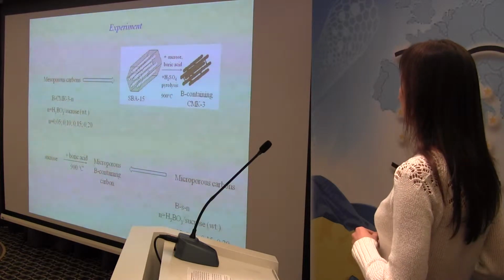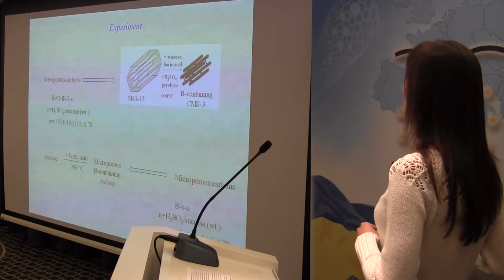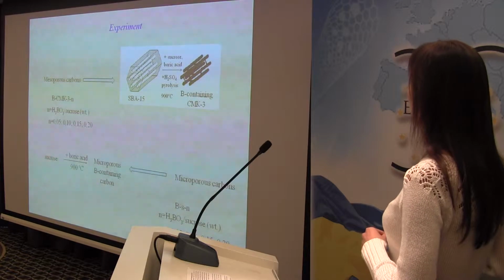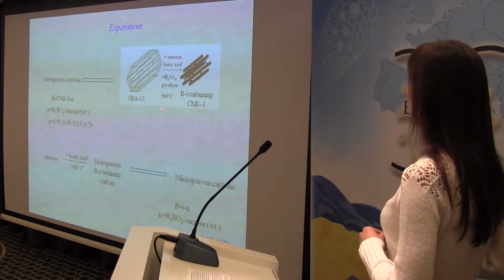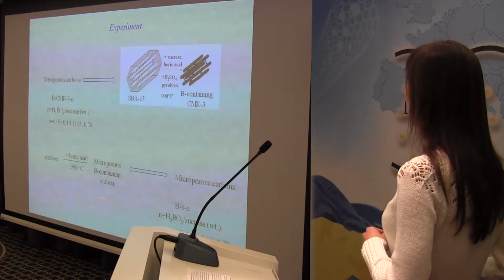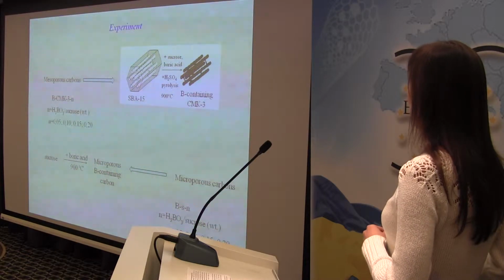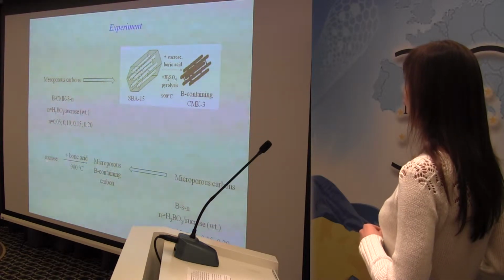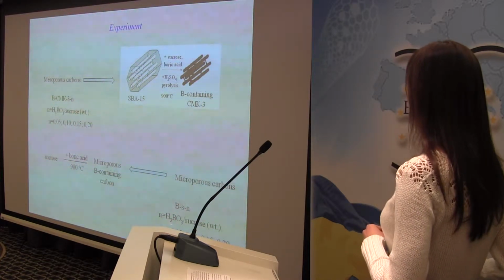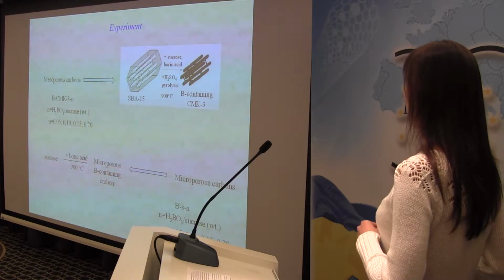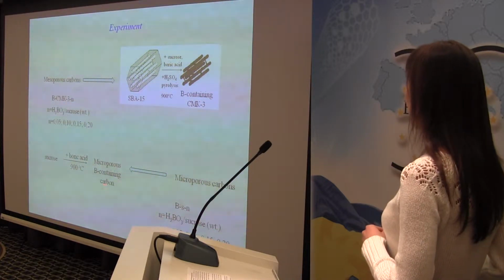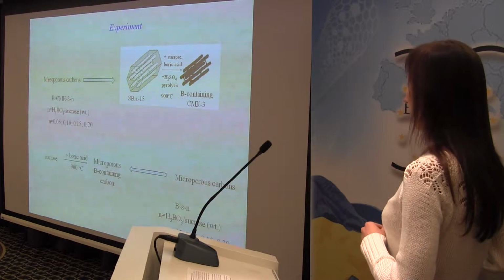The weight ratio of boric acid to sucrose was varied. The temperature of carbonization was 900 degrees. The silica matrix after the reaction was removed by dissolving the obtained composite in hydrofluoric acid. For obtaining microporous boron-containing carbons, we used bulk carbonization of sucrose in the presence of boric acid, with the same weight ratio of boric acid to sucrose. The temperature of carbonization was 900 degrees too, and the time of carbonization was 2.5 hours.